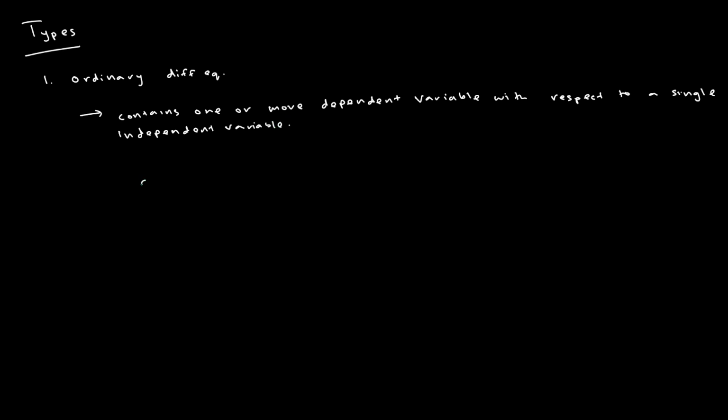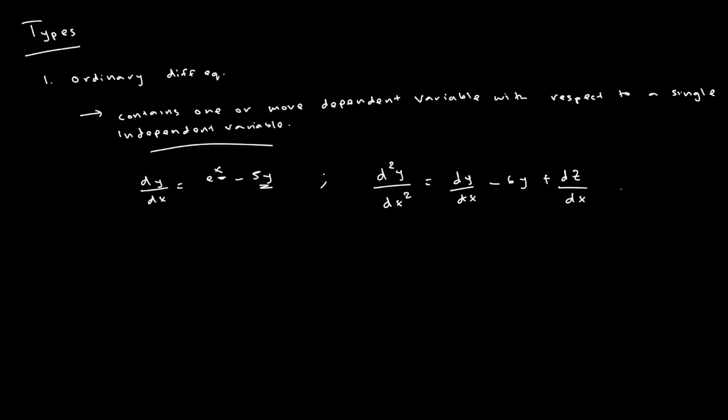Some examples are dy over dx is equal to e to the power of x minus 5y. So we have just one dependent variable, one independent variable. Another example is d squared y over dx squared is equal to dy over dx minus 6y. You have higher order derivatives, but again, just one independent and one dependent. And if we had something like plus dz over dx, as long as we have only one independent variable, these are ordinary diff EQs.